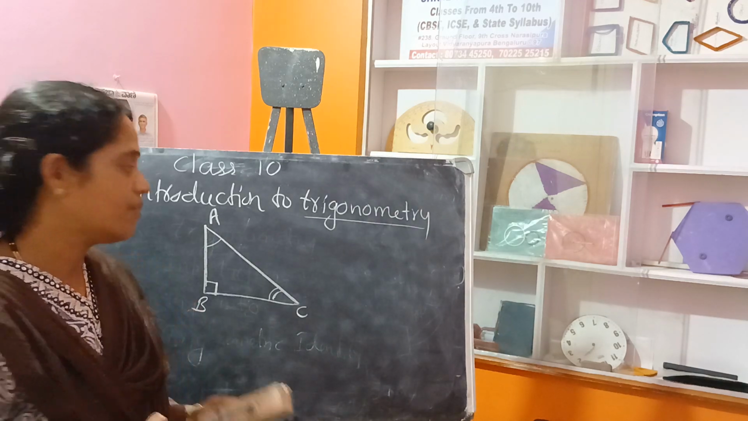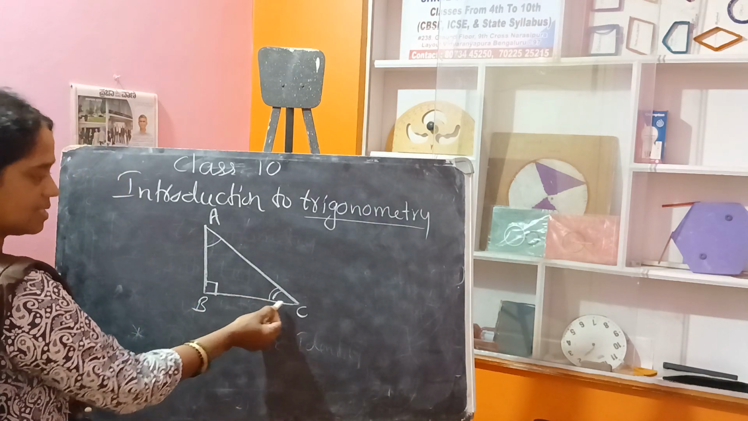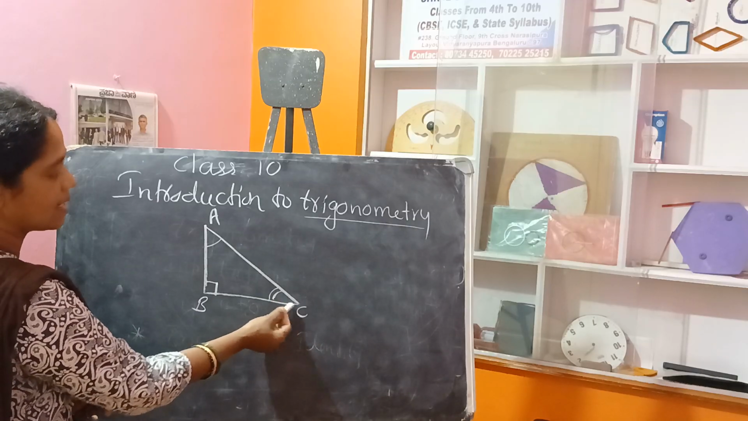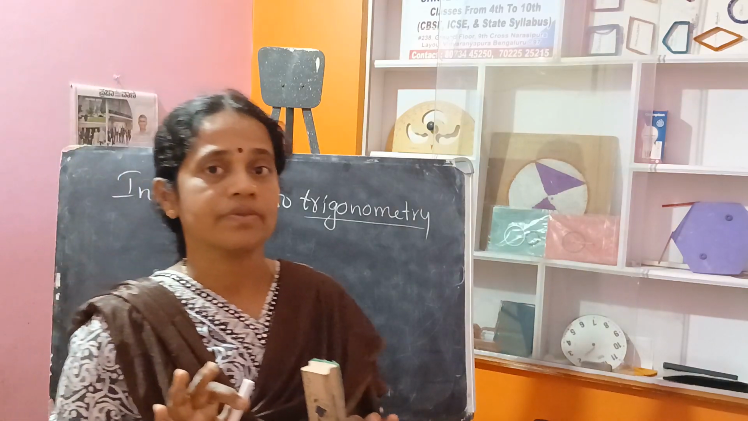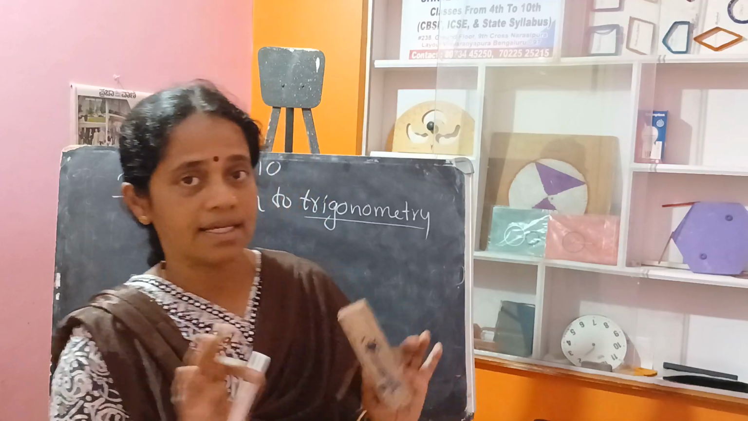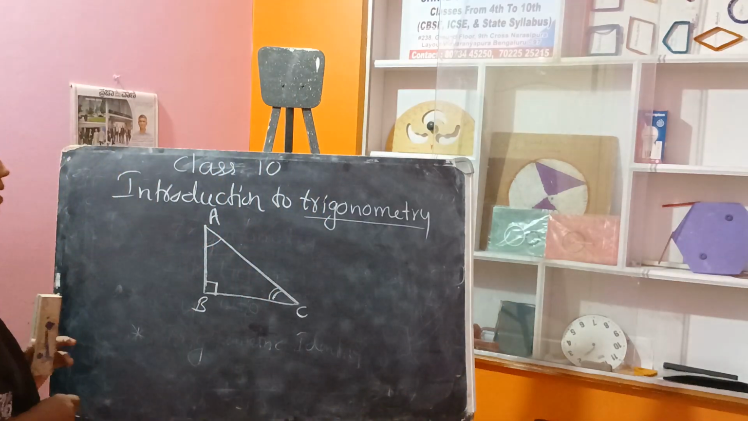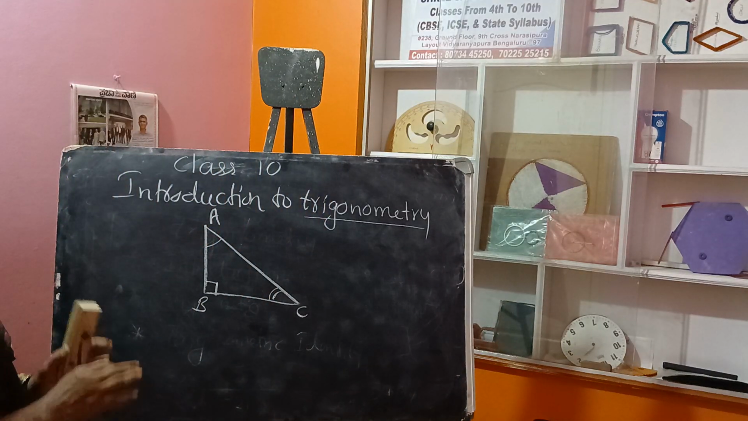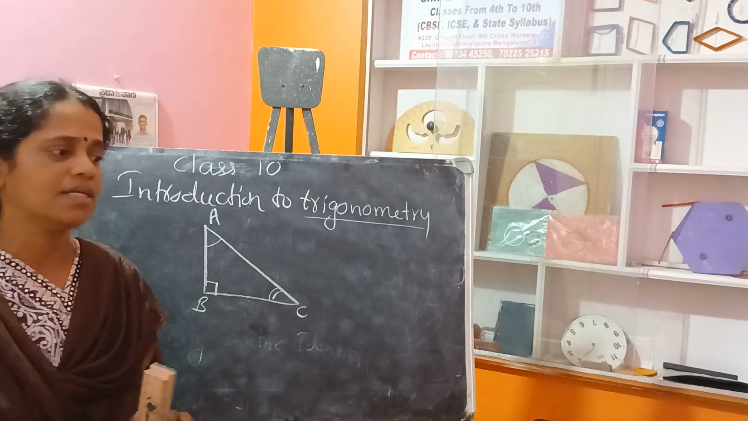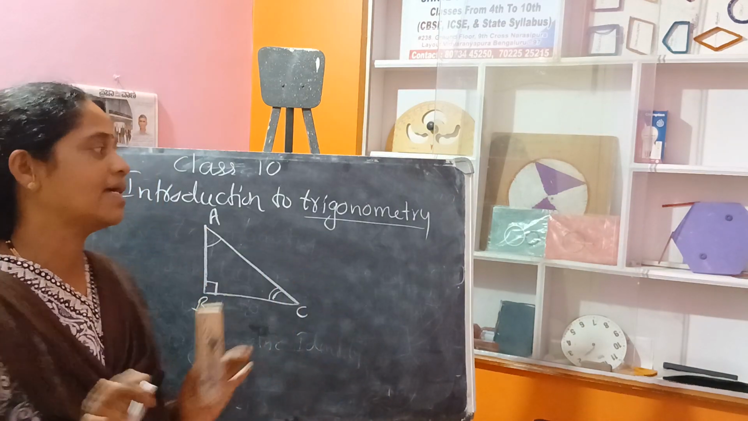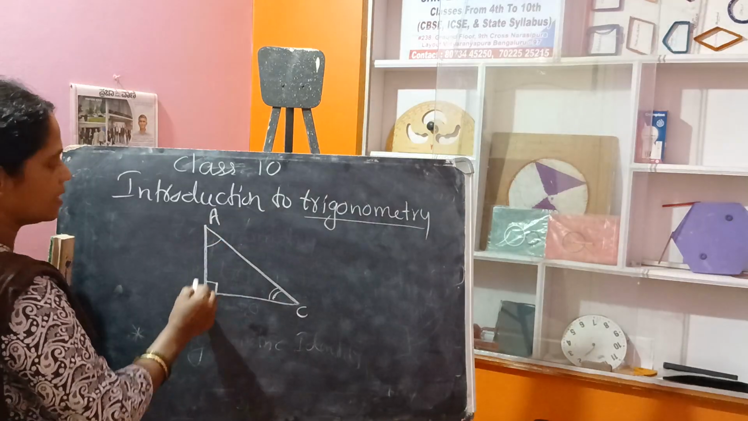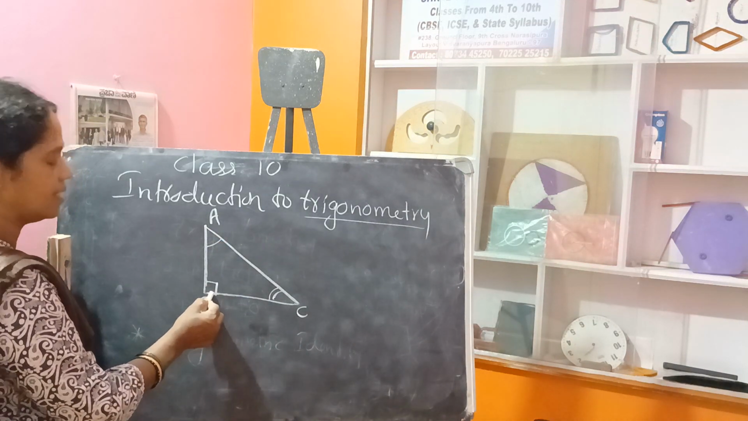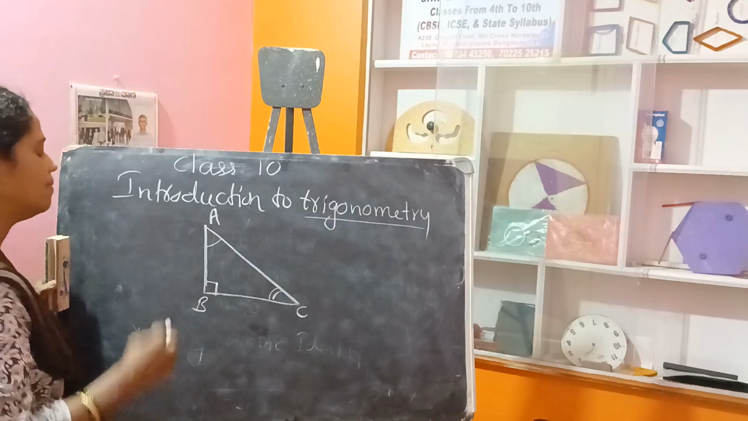That means if one angle, suppose I am taking angle C as 30 degrees, it becomes 60 degrees. And the sum of the angles in any triangle is 180 degrees. So here in this trigonometry chapter, it is with right angle triangles only. See, in this triangle ABC, where B is 90 degrees, A and C are the acute angles.